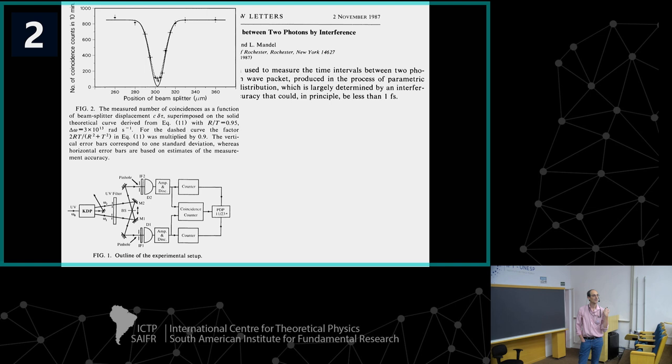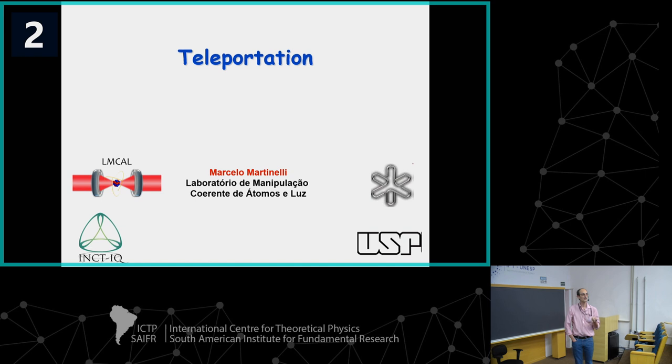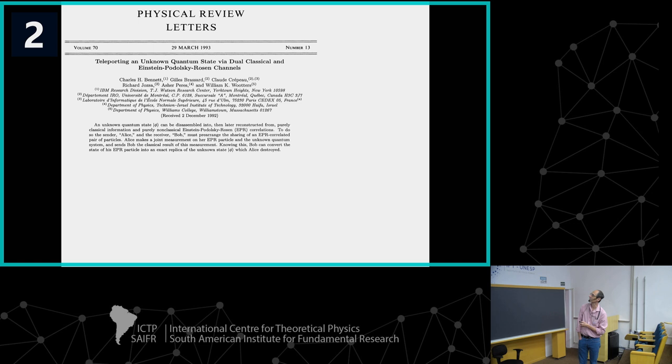That simple machine for combining bosons can be used in distinct ways. Let's see first the teleportation. What's the idea behind the teleportation? That's this article. You can see again, Bennett, Brassard, Crépeau, Jozsa, Peres, and Wootters. They make a proposal of teleporting any qubit using classical communication and an Einstein-Podolsky-Rosen channel. What's teleportation?